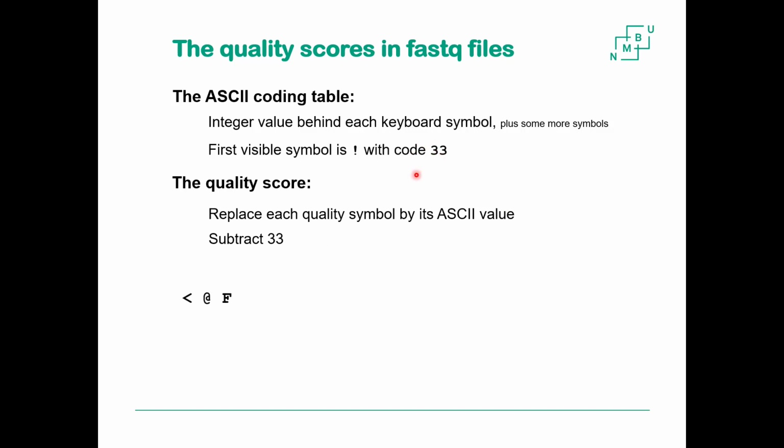So it means that these 3 symbols here, smaller than, @ sign, and capital F, if you look them up in the ASCII table, you will find that they have these integers in the ASCII table, 60, 64, and 70. Then from each one of them, we subtract 33, right? And you get the quality scores. These are the quality scores behind these 3 symbols. So the symbols are converted into quality scores.